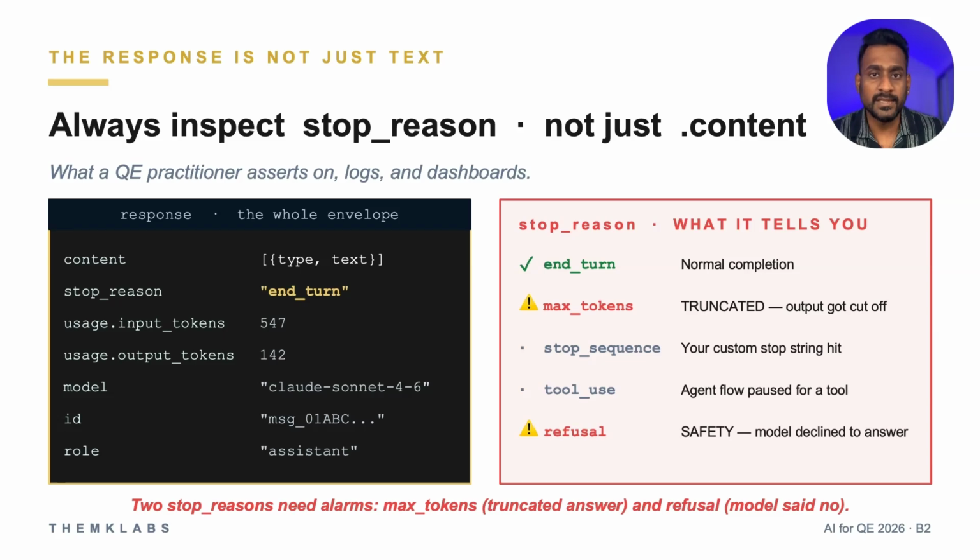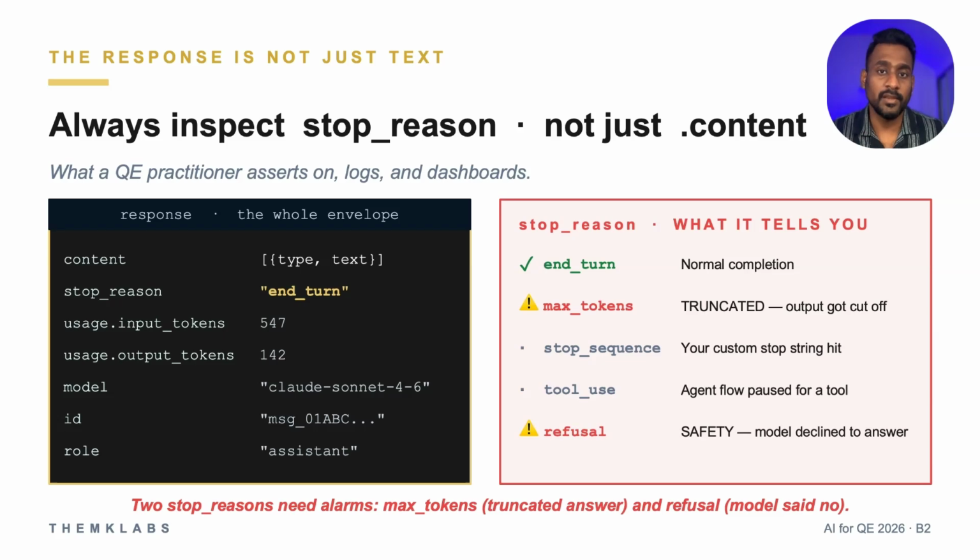End turn means normal completion, green tick. You're good. Max tokens means your output got truncated. Your answer is literally cut off, and that needs an alarm. Stop sequence means your custom stop string was hit. Tool use means the model paused to call a tool. Your agent flow is waiting. And refusal means the model declined for safety reasons. That one needs an alarm too.